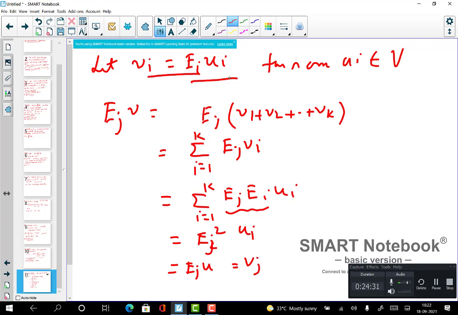But what does that mean? That means that when you apply Ej on V, the image of V under Ej is nothing but Vj only, right? So all the vectors are actually coming from the same vector under this image. So that tells you that this is a direct sum. Thus V is actually the direct sum of these Wi's, i equal to 1 to k.